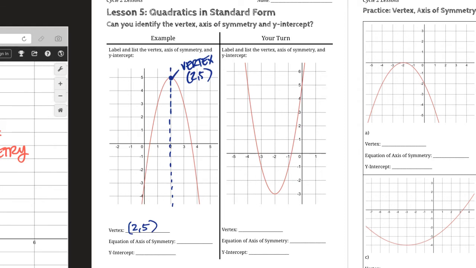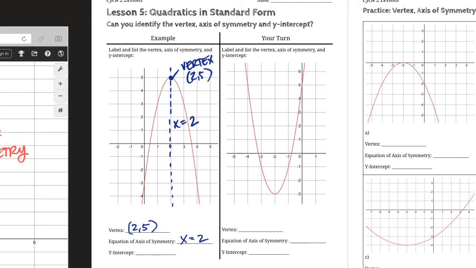Now, the equation of the axis of symmetry is, what's the equation of that line? That's what that means. And you might remember, a vertical line always has the equation x equals something. Well, in this case, the vertical line goes through 2, right? It's at a location of 2. It's at an x value of 2. So the equation of the axis of symmetry is just x equals 2. I'm going to write it down here as well, x equals 2, because that's the x coordinate of that vertical line.